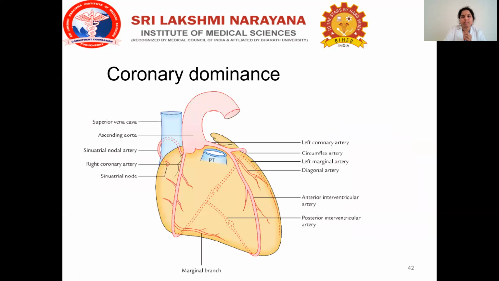Coronary dominance. What is coronary dominance? When the posterior interventricular artery arises from the right coronary artery, the heart is called right dominant. Sometimes the posterior interventricular artery may arise from the left circumflex. In that condition, the dominance is called left heart dominance, or left coronary dominance.